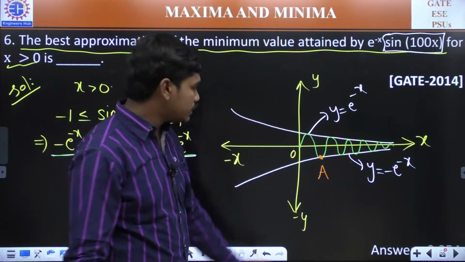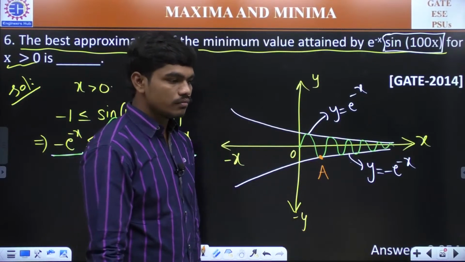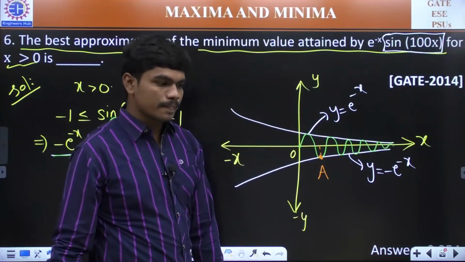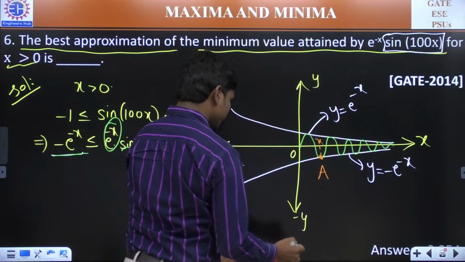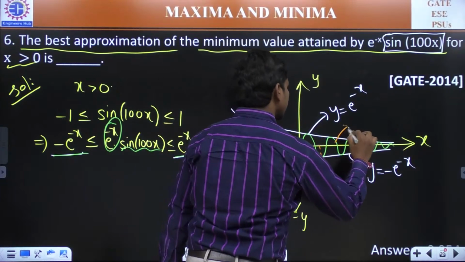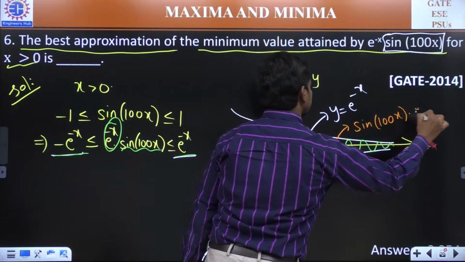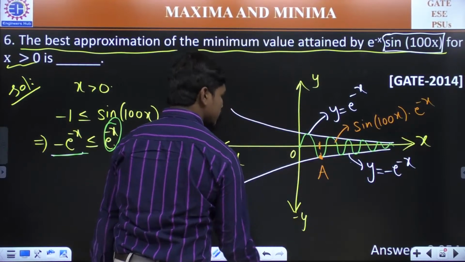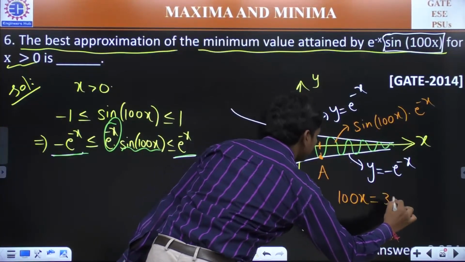Can you all understand that the minimum of this function will occur at x equal to a, corresponding to this point? Yes. And what is this value of x? Because this is sine of 100x into e power minus x, if we are drawing 100x, the value of 100x at this point is equal to 3 pi by 2.